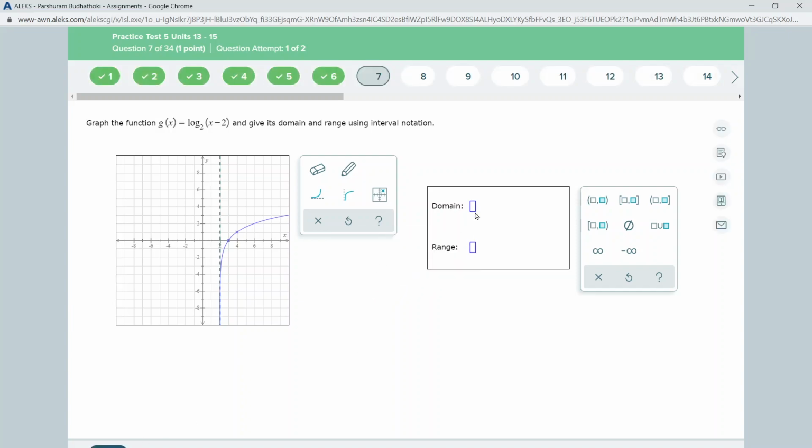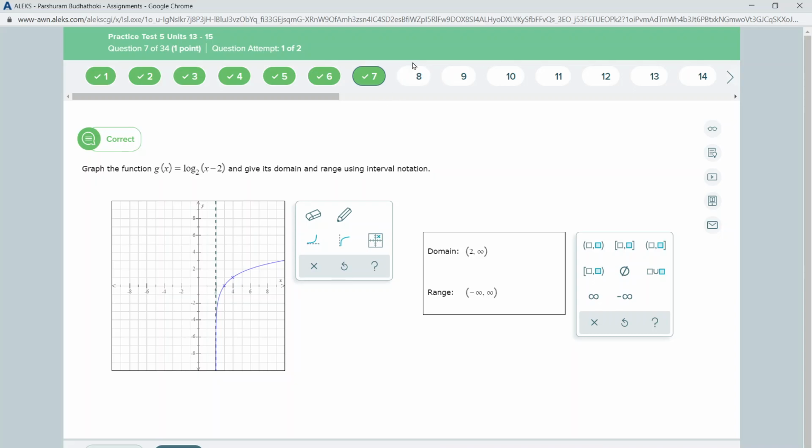Oh yeah, we need to answer these questions as well. By looking at this graph, you can see that the domain starts from this line x equal to 2 to the right. So the domain would be starting from 2 and going up to infinity. And the range, you can see, is anything from down to up, so starting from negative infinity to positive infinity. That's correct.